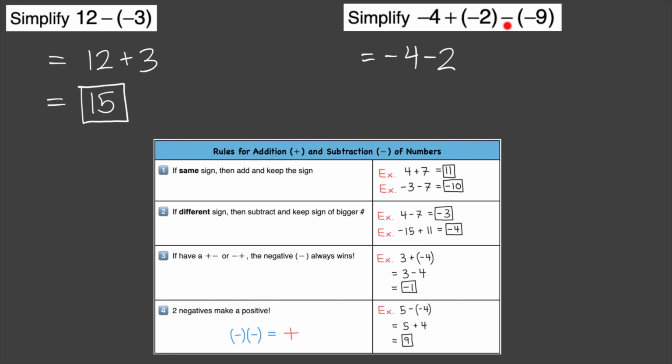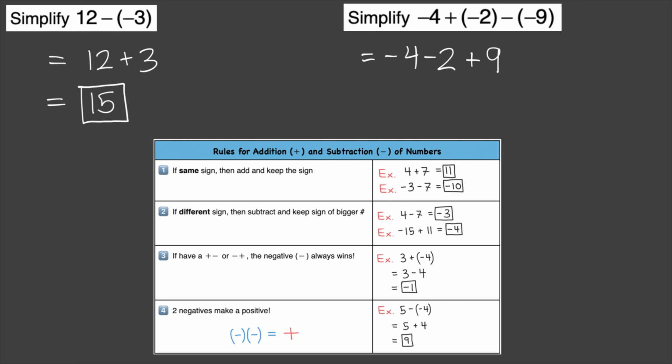And then next we have minus minus. Whenever we have two negatives next to each other, what does that become? That's rule number 4. Two negatives make a positive. So these two negatives here become positive. So we will write that as +9.